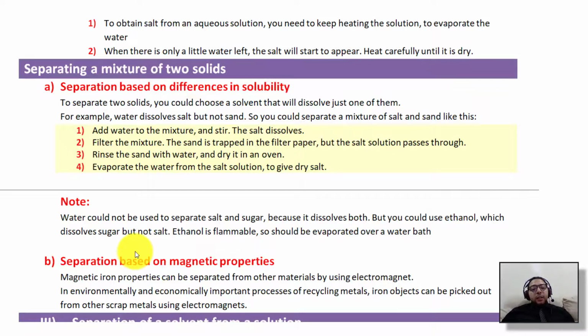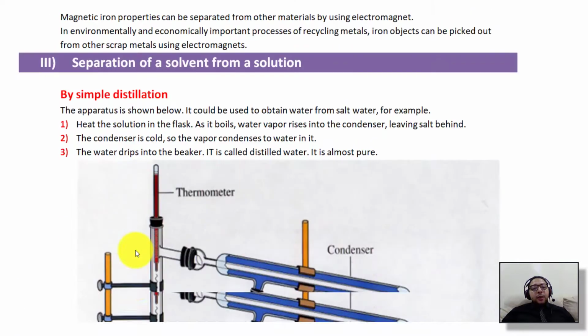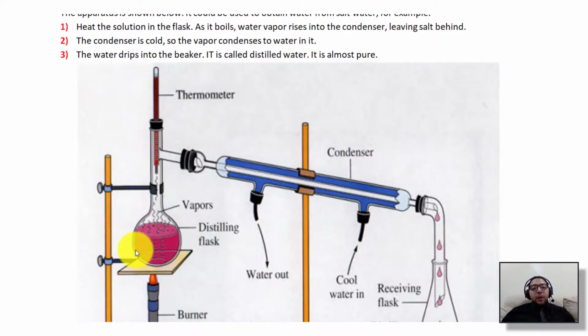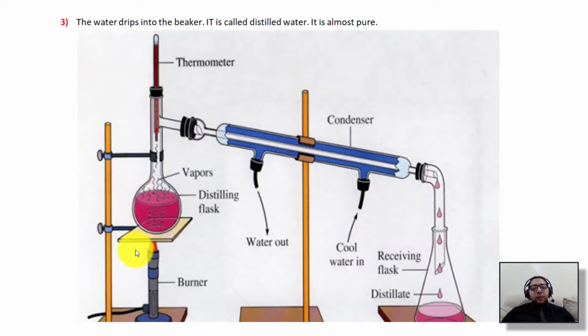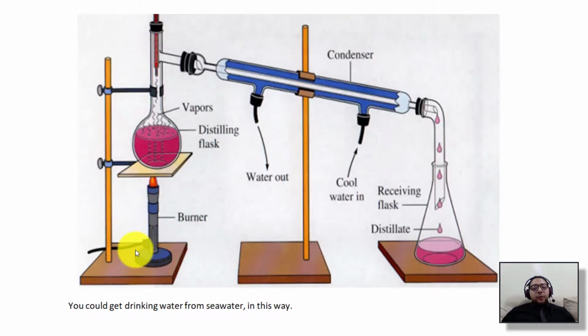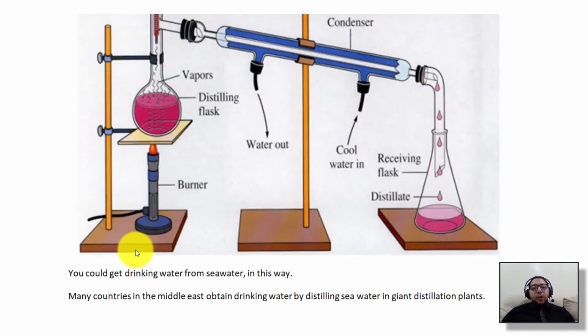If one of them is magnetic and the other one is not magnetic, we apply a magnet or magnetic field, where the magnetic field is going to attract the magnetic substance, leaving the other one unattracted. And then we have spoken about the separation of solvents from solution, and we have discussed how we can use simple distillation in order to remove the liquid out of a solution. I hope you have enjoyed today's lesson, and see you next time.